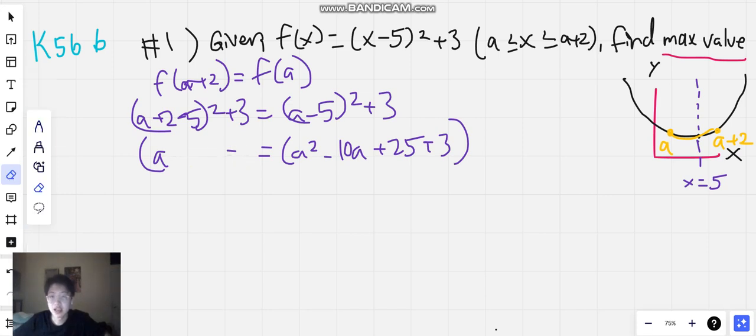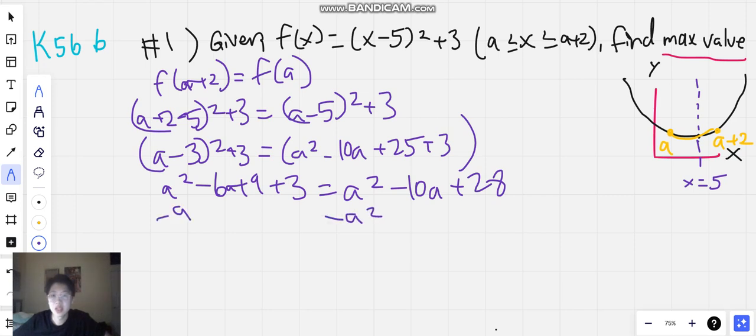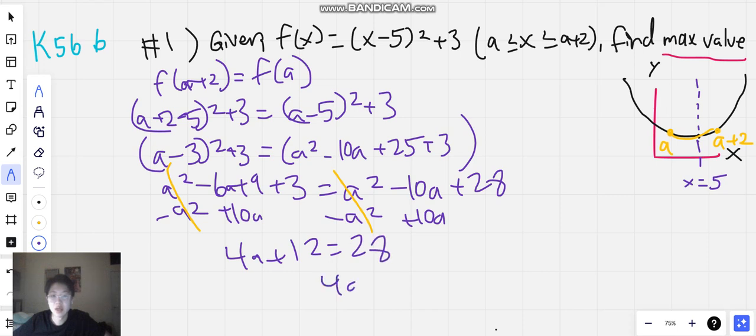And then this left-hand side, (a minus 3) squared, is just a squared minus 6a plus 9, plus 3, is equal to a squared minus 10a plus 28. If I subtract a squared on both sides, the a squareds will cancel out. And then if I add 10a on both sides, I will get 4a plus 12 is equal to 28. 4a is equal to 16. a is equal to 4.